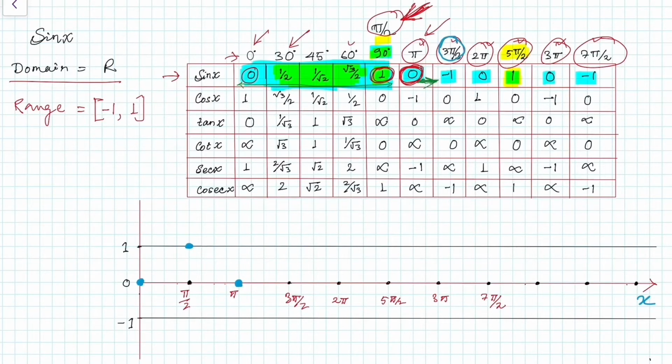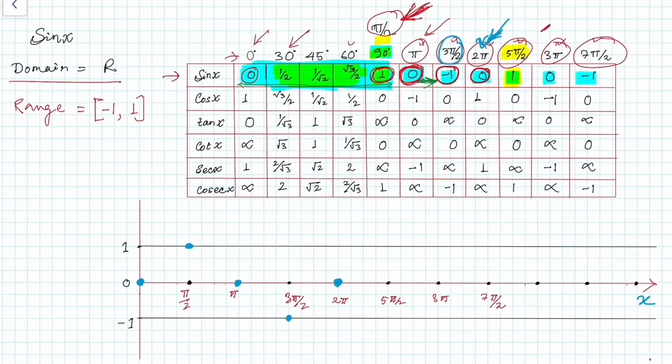Then at 3 pi by 2, sine x is minus 1. So here is the minus 1 on the graph. At 3 pi by 2 it is minus 1, and here at pi it is 0. Then at twice pi, the value of sine x is again 0. So here it is twice pi and it is 0.